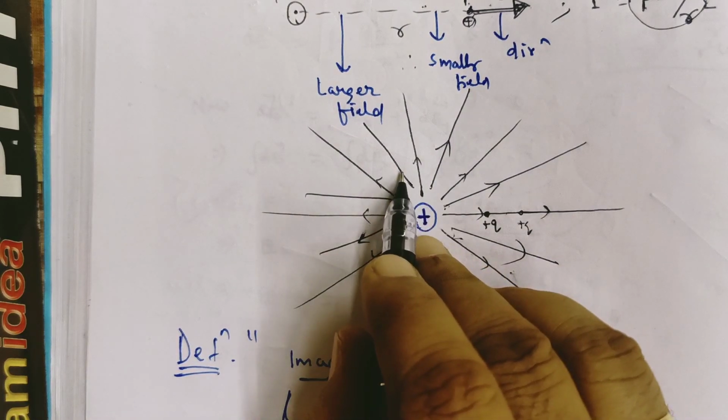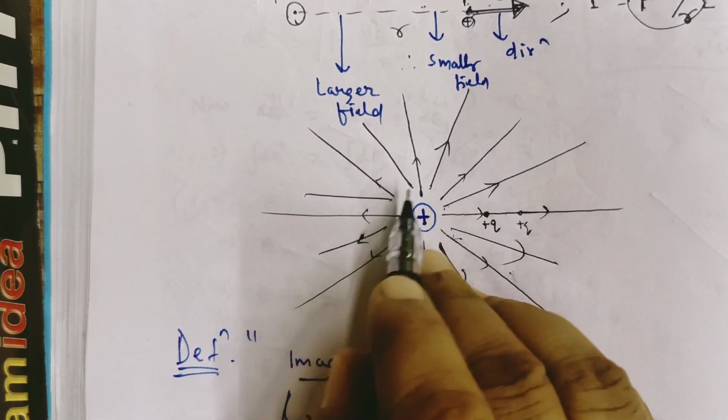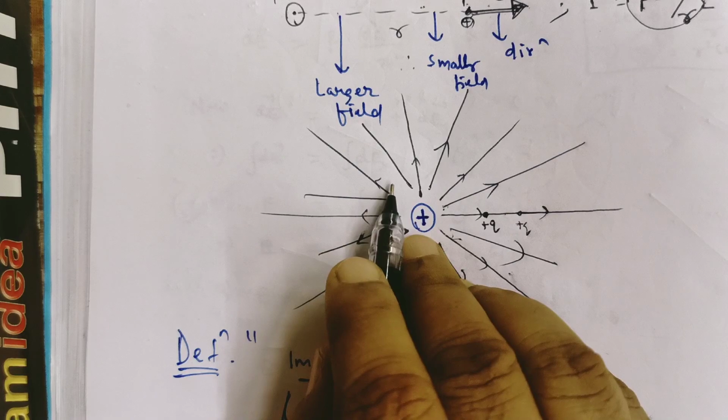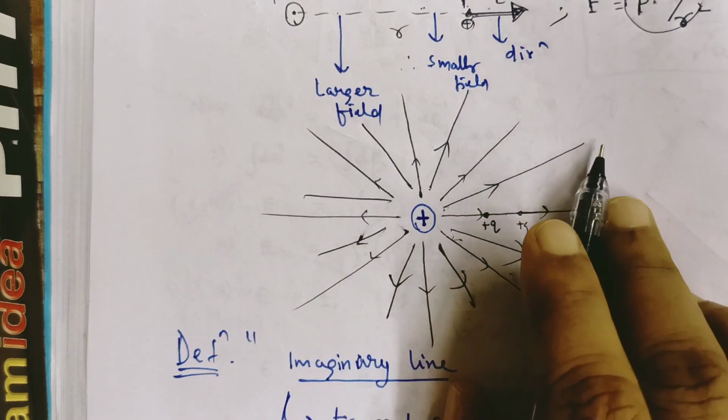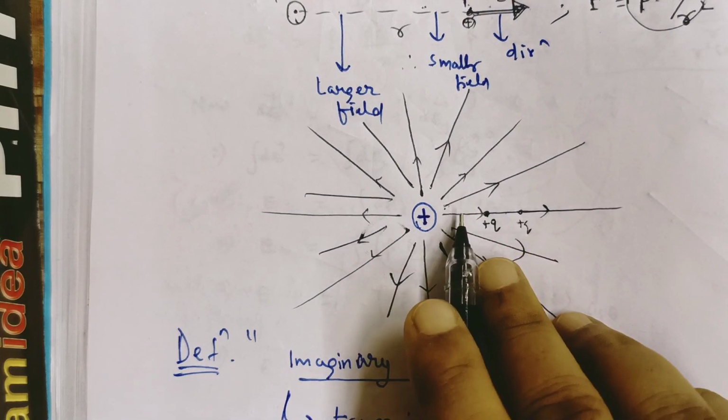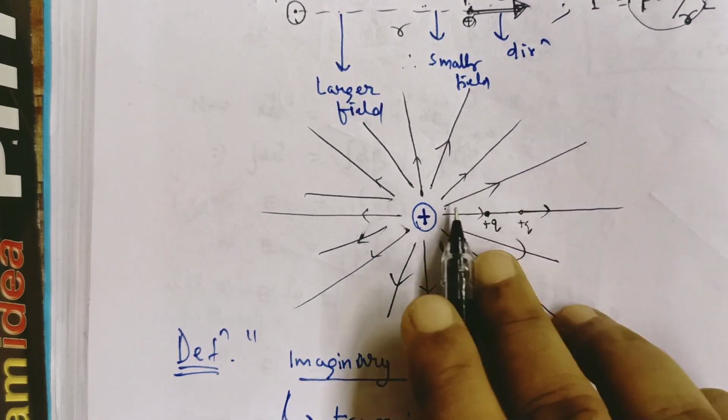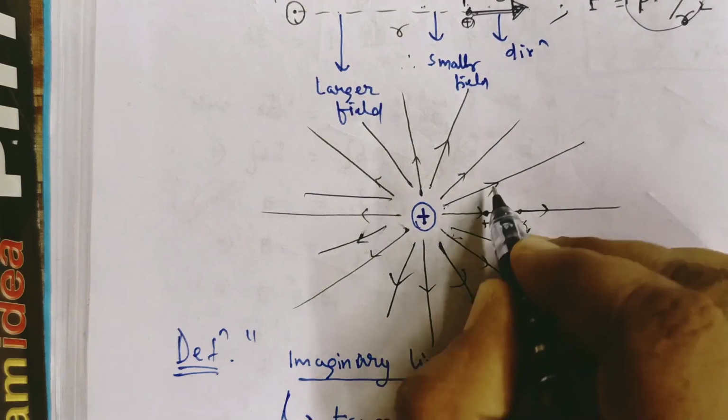Actually, these lines are not real. This is an imaginary concept. We are just drawing them for our convenience, for our clear understanding in pictorial form. That means these lines are imaginary lines. From this imaginary line, how can you calculate the direction?